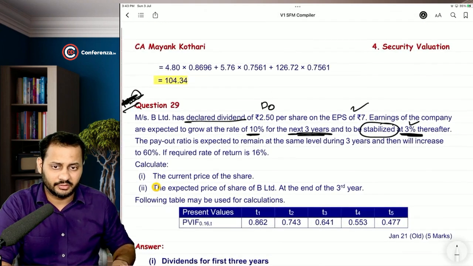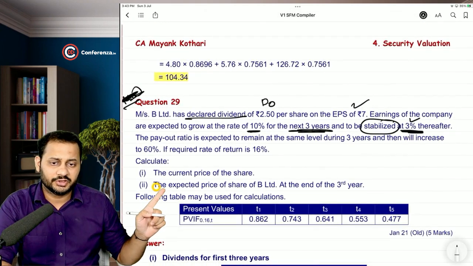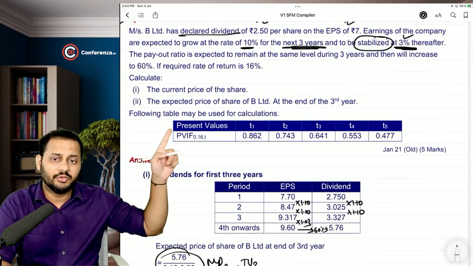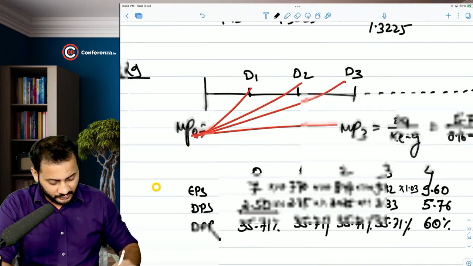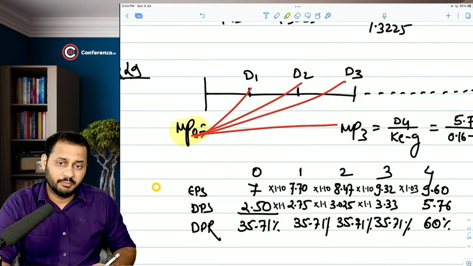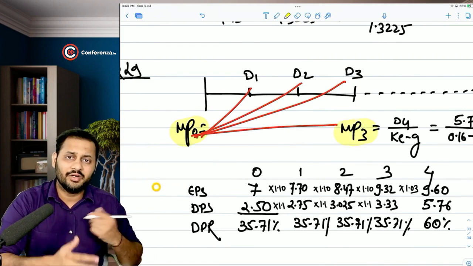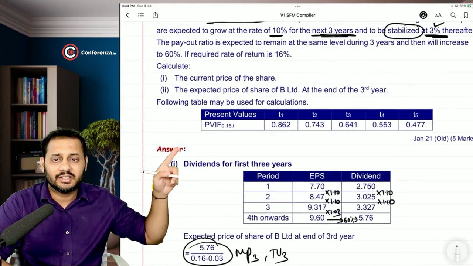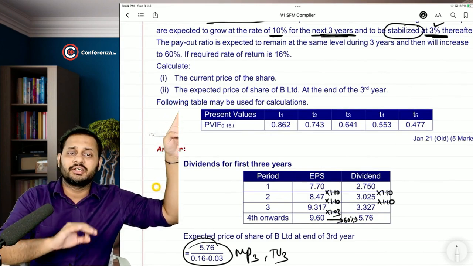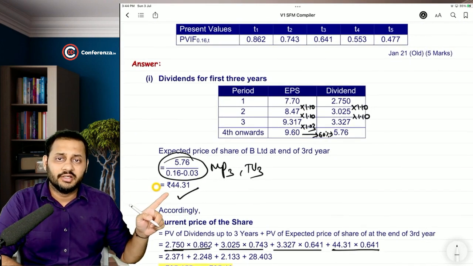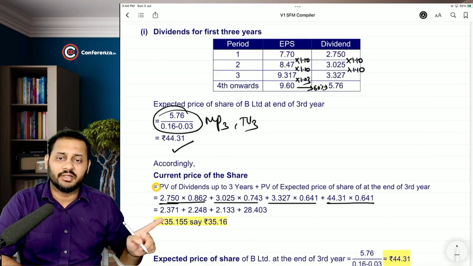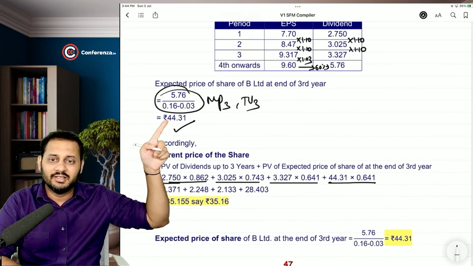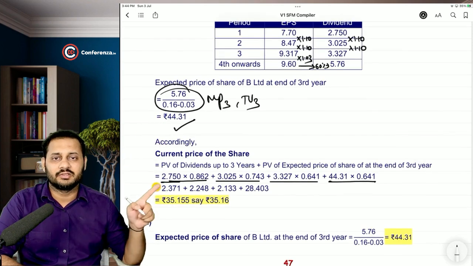Now understand one more thing. The question is asking you the expected price of the share of B Limited at the end of third year. I think this was the same thing. They are asking you two things in this question. They are asking you to calculate this, but before this, they are asking you to calculate MP3. How is it possible? In order to calculate MP0, you anyhow have to calculate MP3. So that's what they are asking you in the second part: the expected price of the share at the end of the third year. You already calculated this before calculating the main answer. So whatever is given at the end of this part was already calculated here. Understand? So the second part has been calculated first and then the first part.